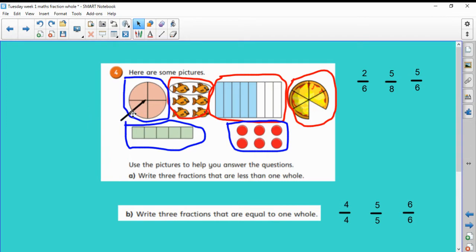The circle is cut into 4 equal parts. 4 of the parts are shaded, 4/4. The shape here is cut into 5 equal parts. 5 of the parts are shaded, 5/5. There are 6 red counters. All of the counters are together. 6 out of 6 counters are red. The fractions here are equal to a whole. The numerator is the same as the denominator.